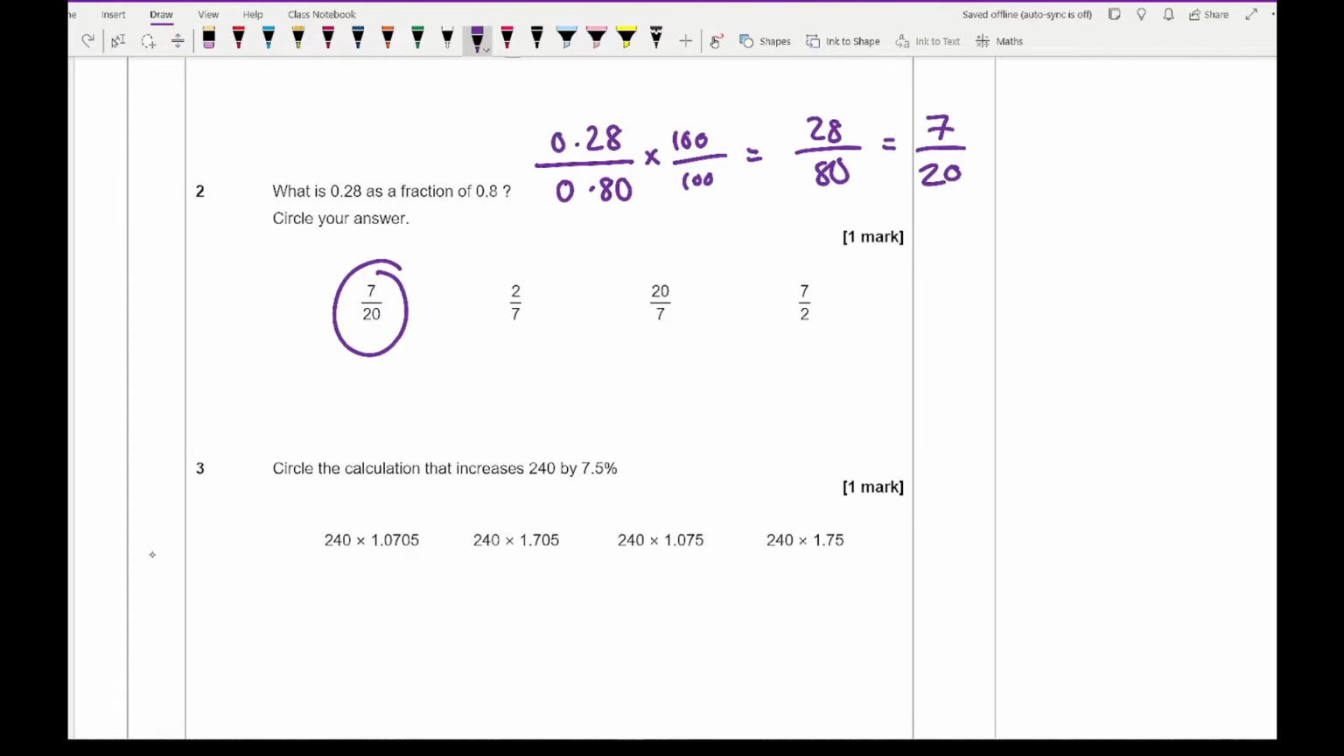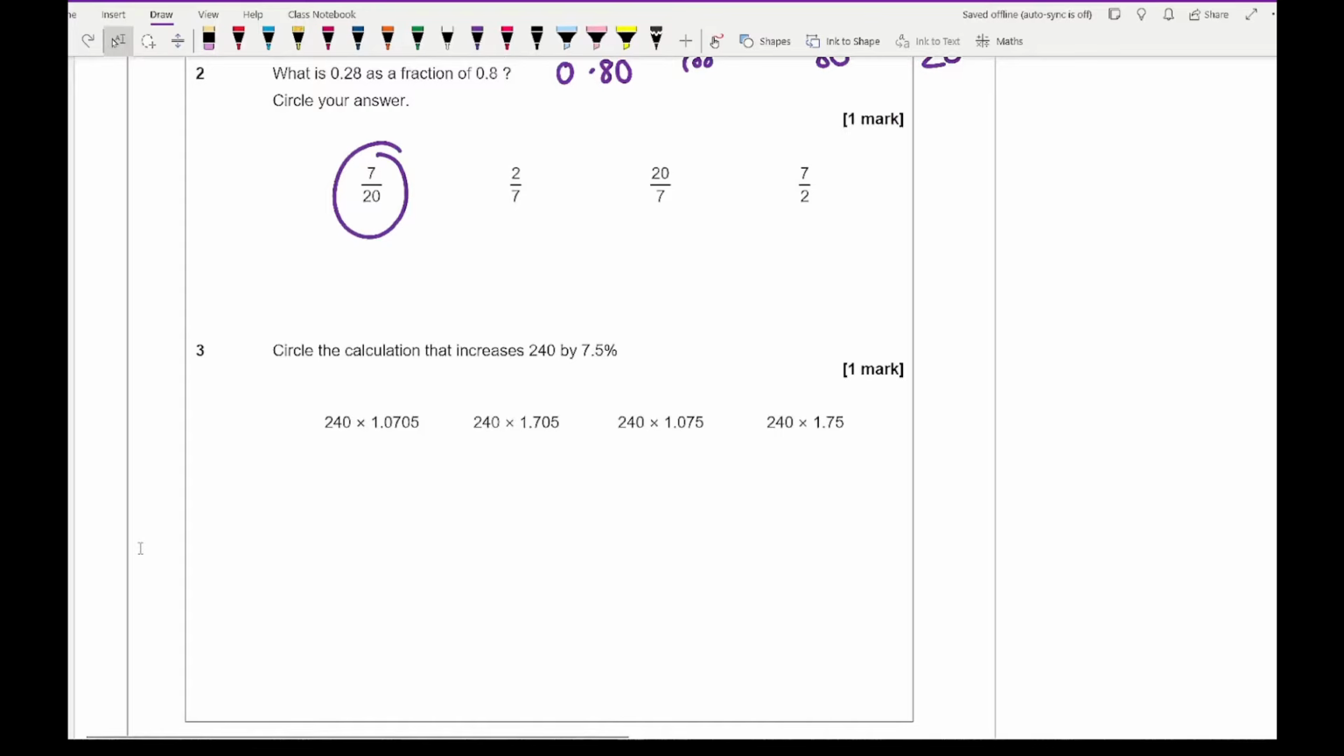Then for question 3, it says circle the calculation that increases 240 by 7.5%. So remember, you always start with 100%. Increase means I'm adding, and I'm adding 7.5%. So that added together is 107.5%. Then that as a decimal is 1.075, and that's what I'm multiplying by. So the correct answer is going to be my third answer.